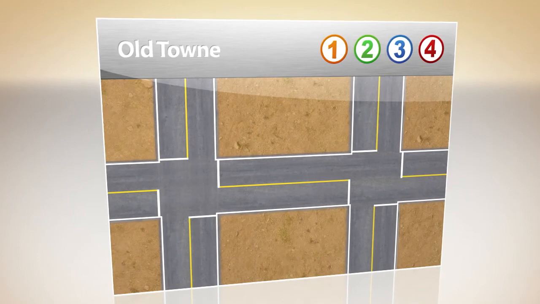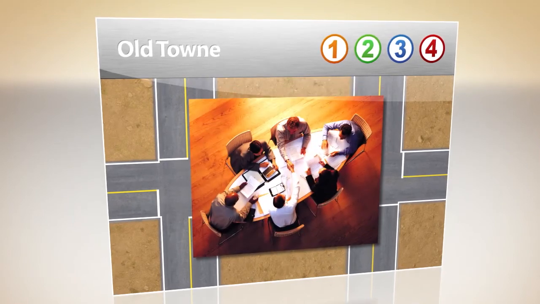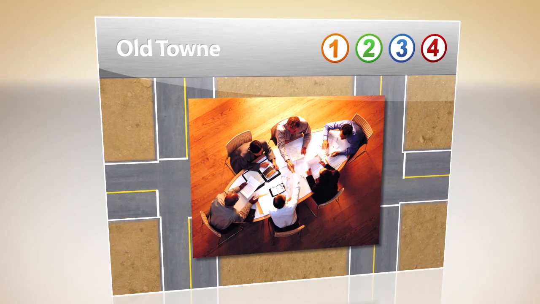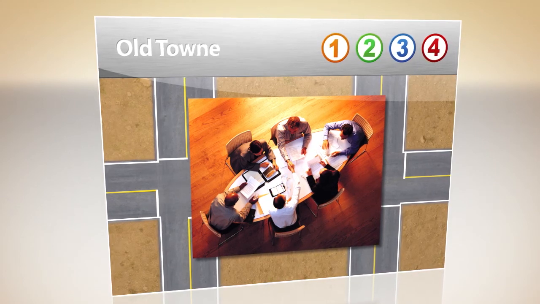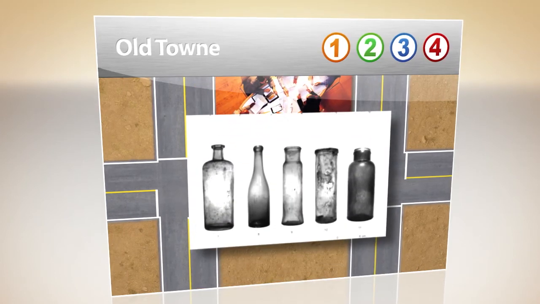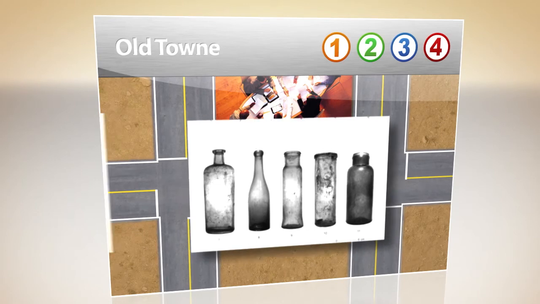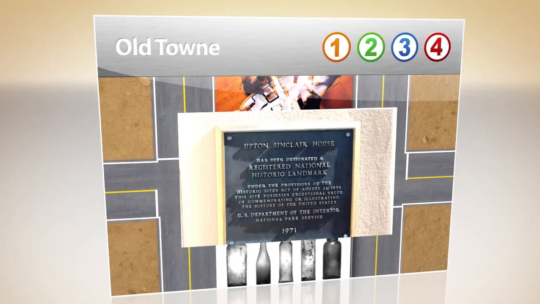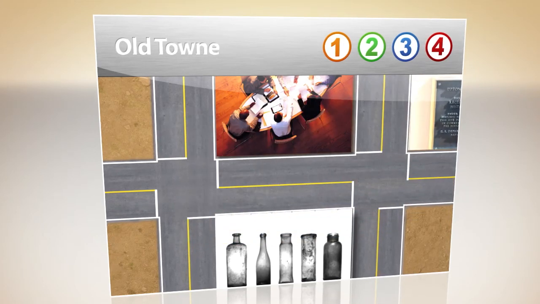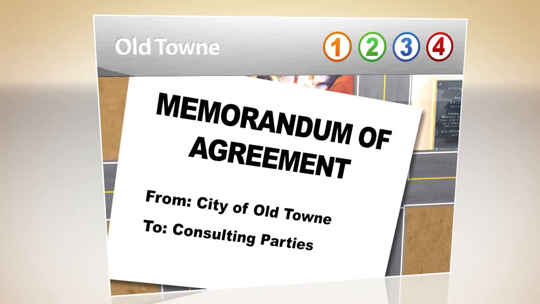To resolve the adverse effects, the project team consults with the SHPO, the local historical society, the state DOT, and the Federal Highway Administration's division office. After the artifacts are analyzed and a report is prepared, the team agrees to erect an interpretive sign describing what was found and to give any recovered artifacts to the county museum. With everyone satisfied with this arrangement, the project team concludes the consultation process by writing a memorandum of agreement.